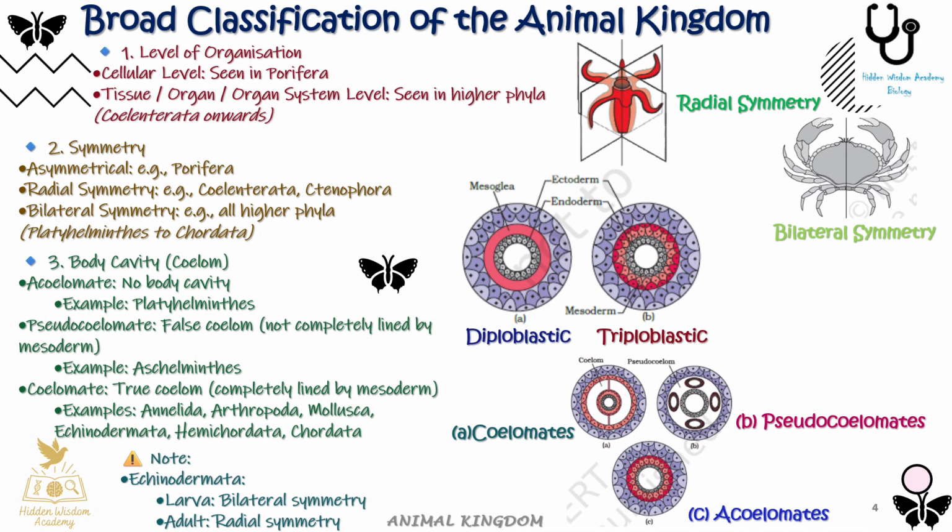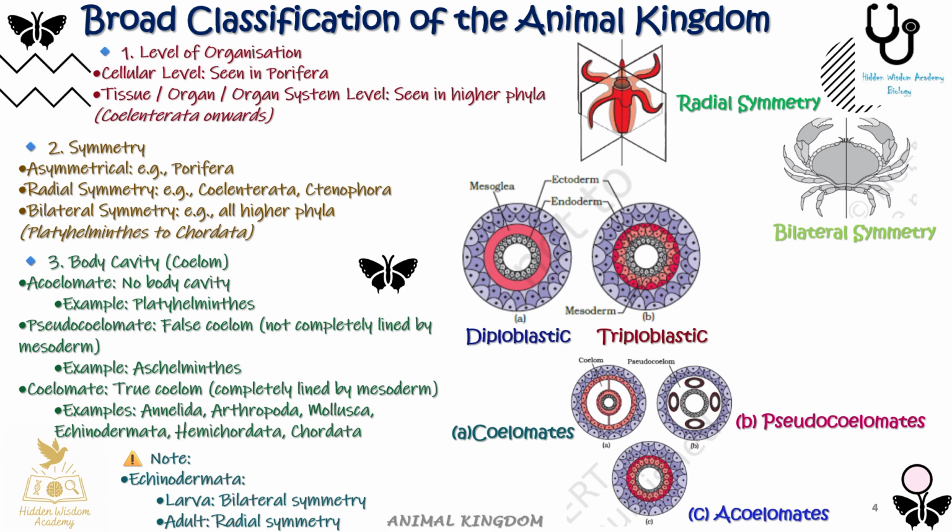Let's revise the broad classification of the animal kingdom. First, based on the level of organization, the simplest animals, like Porifera, show a cellular level of organization. From Coelenterata onwards, animals show higher levels like tissue, organ, or organ system level of organization.